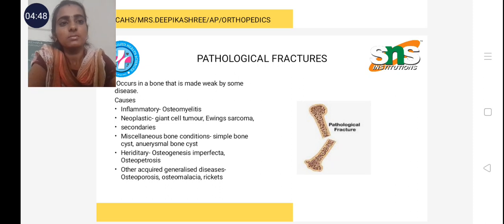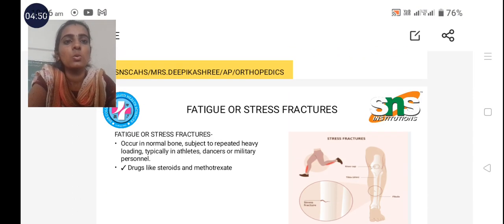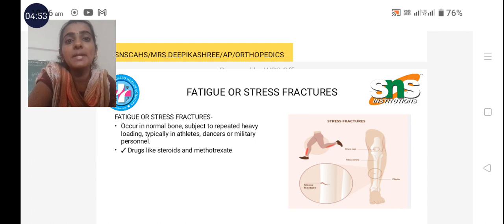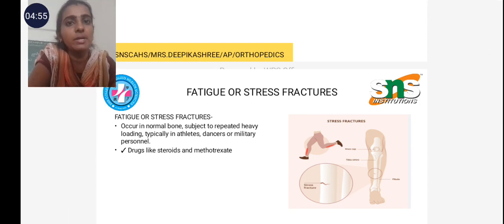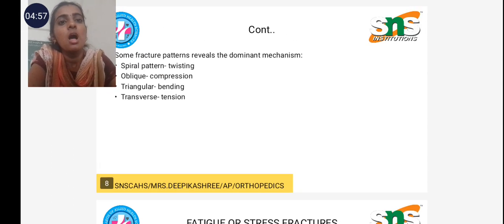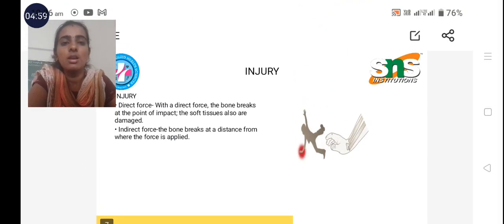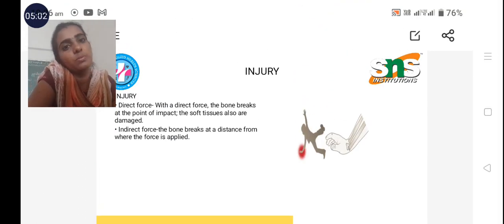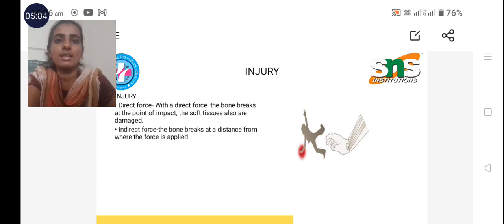That is the pathological fracture. Stress means because of repeatedly giving more work to a particular bone, it gets the stress. Another one is fall injury. Fall injury is of two types. One is direct, another one is indirect.